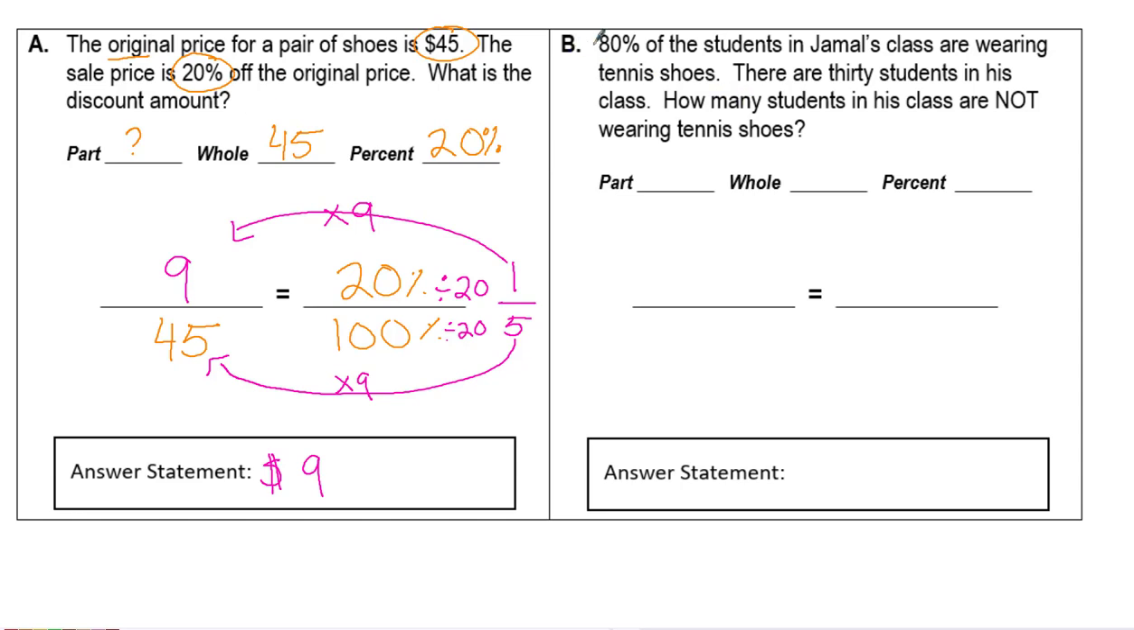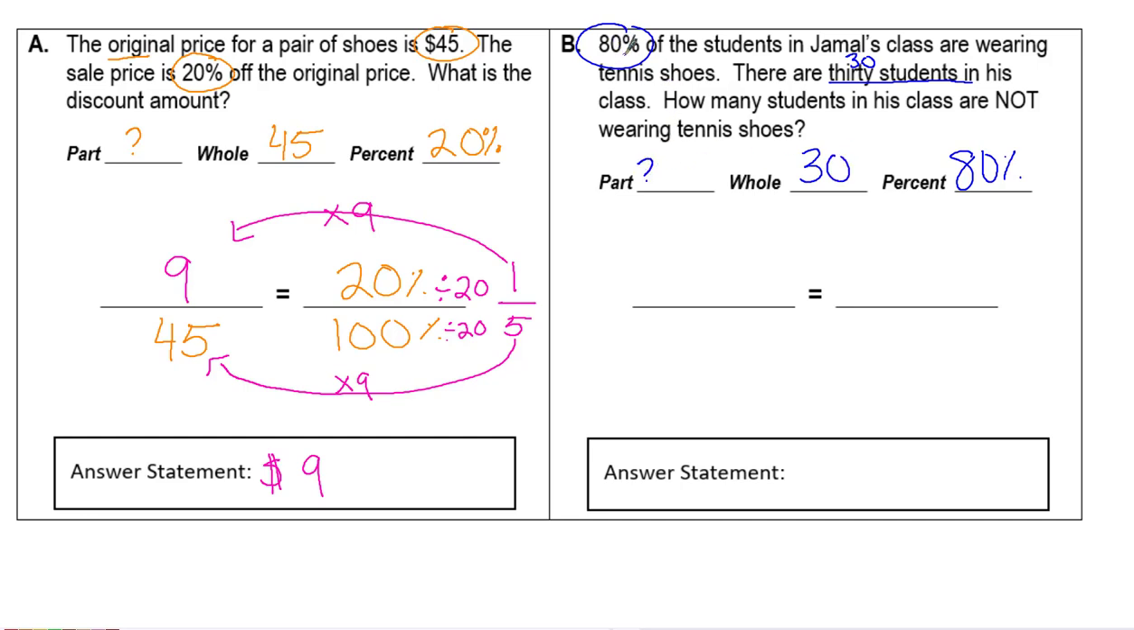Okay, 80% goes with the percent. There are 30 students in his class. Now when I see a number in words, I always like to write it on top. So 30 would be my whole, and we're looking for the part.